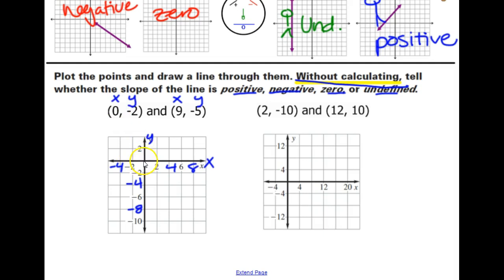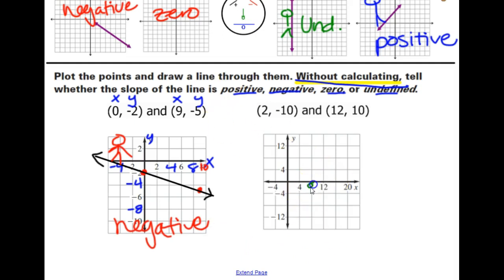First, x is 0. We're not going left and right. We're just going negative 2, which is down 2. And then x is 9. Well, this goes to 10. 9 is in the middle. And negative 5 is down 2, 4, 5, right in the middle there. So there is our line going through it. Make sure it goes all the way through the graph from one side to the other. Now it says to tell me whether this is positive, negative, 0, or undefined. And if our slope man was walking across from left to right, we would be walking downhill, which is a negative slope.